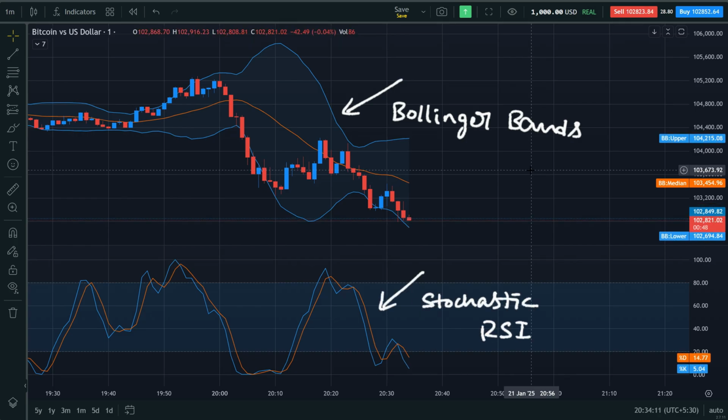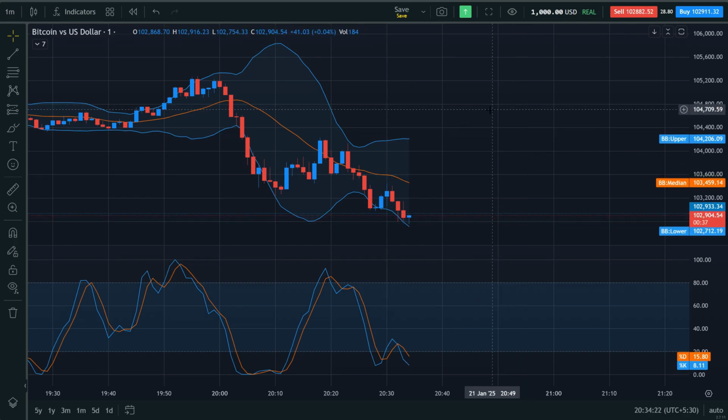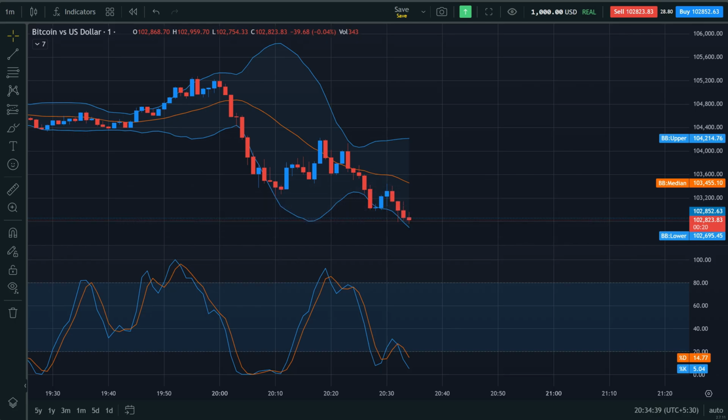These indicators are fantastic for identifying trends and spotting great entry and exit points, and I'll show you exactly how I use them together in real time. Whether you're trading for the first time or looking to refine your skills, this session is all about making trading approachable, practical, and fun. Let's get started and see how this challenge unfolds. Stay tuned and let's make this an exciting session. By the way, I'm sticking to the default settings for both the Bollinger Bands and the Stochastic RSI in this trade. No tweaks or customizations.